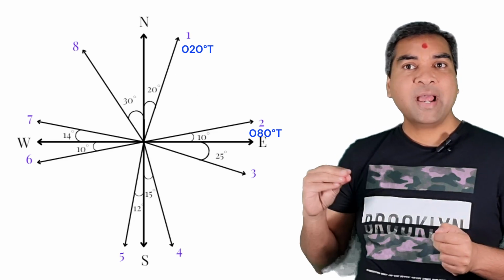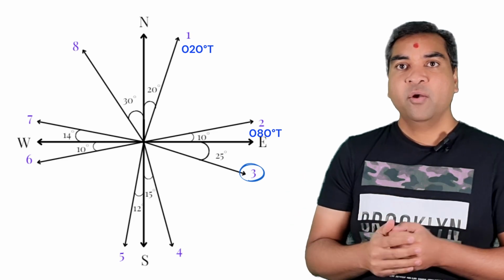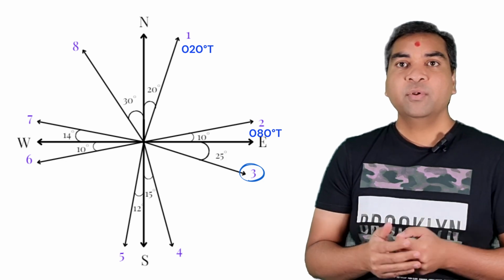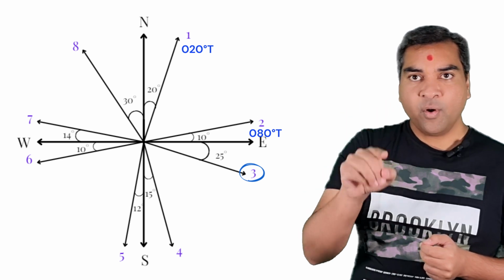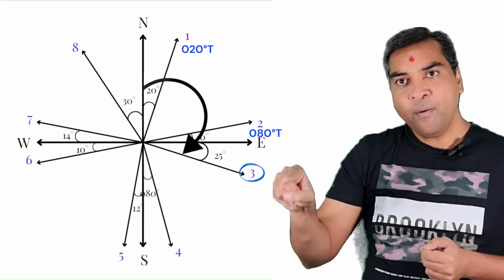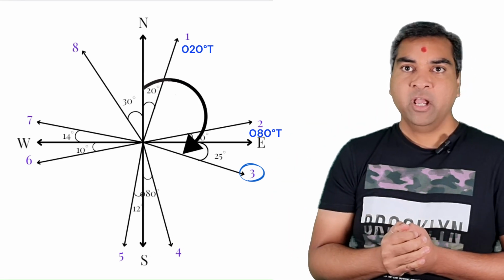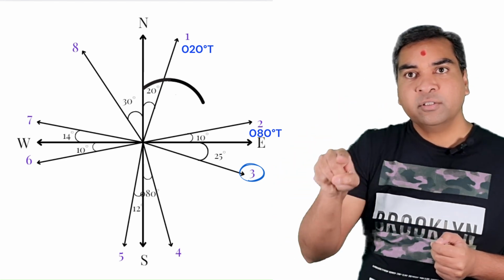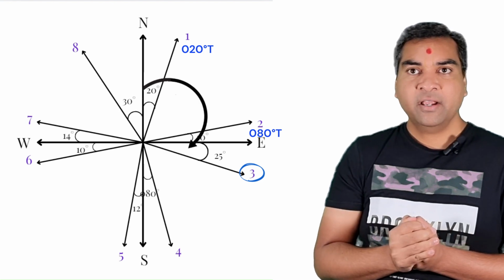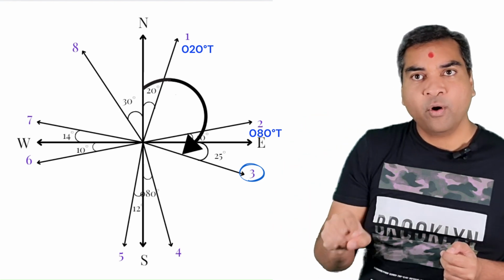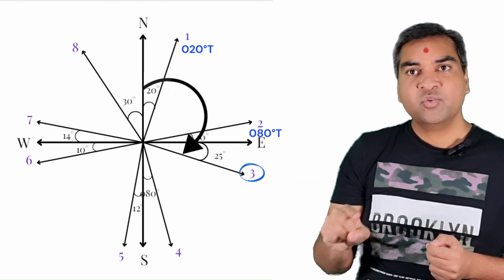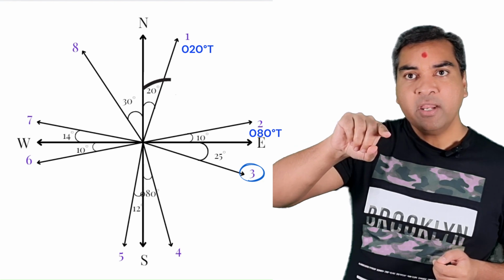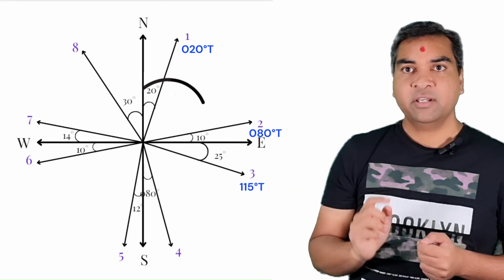Now we will focus on lines 3 and 4. Whenever we want to find the bearing of line 3, we'll think about the angle from the north axis all the way up to line 3. At first we can think about north to east, which is 90 degrees, and then I go 25 more. So 90 plus 25 will make 115 degrees. So my bearing of line 3 is 115 degrees.